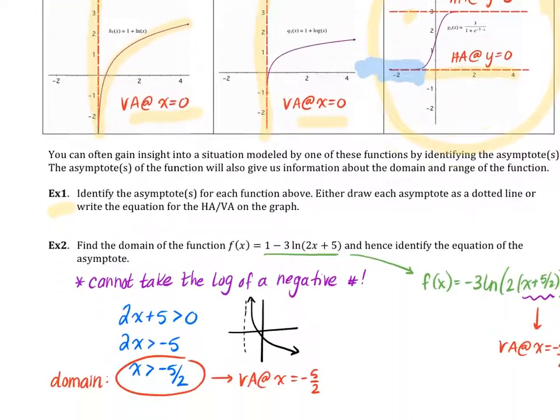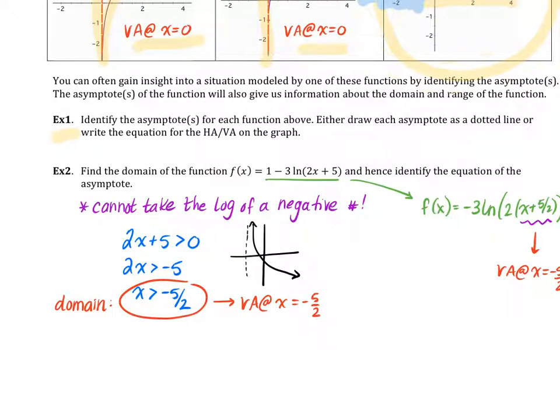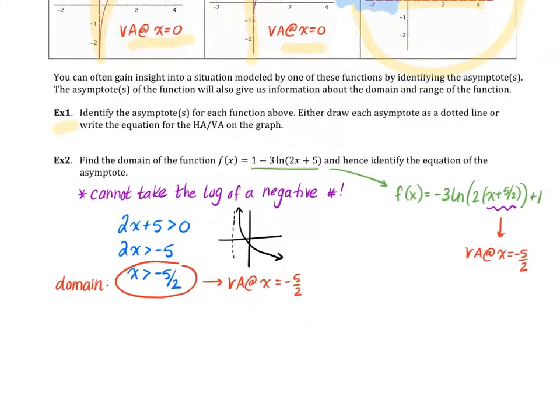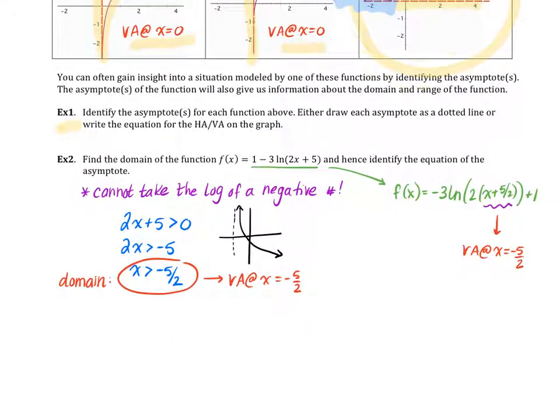Okay, example 2. So I'm going to take you through the answer key that's already provided. I'm just going to talk you through the problems. Example 2, it says find the domain of the function f of x equals 1 minus 3 ln of 2x plus 5, and hence identify the equation of the asymptote.